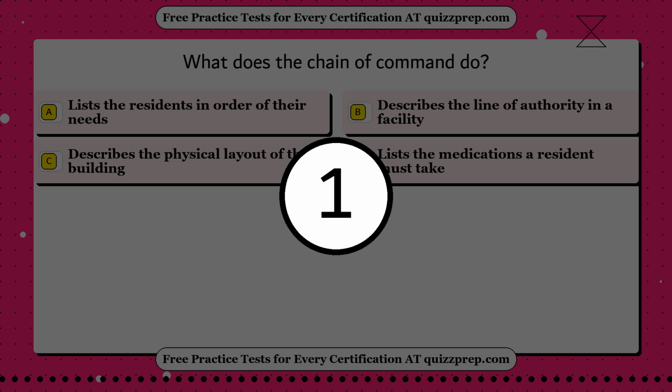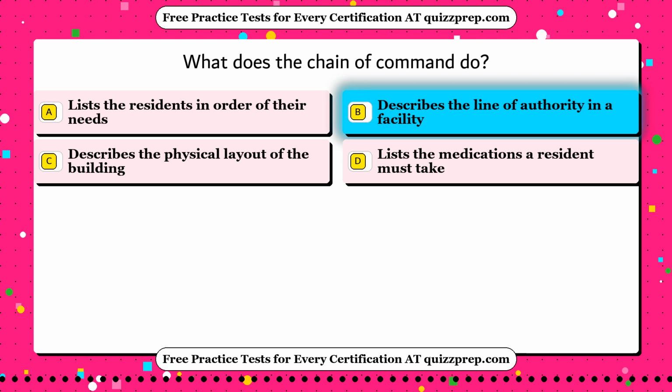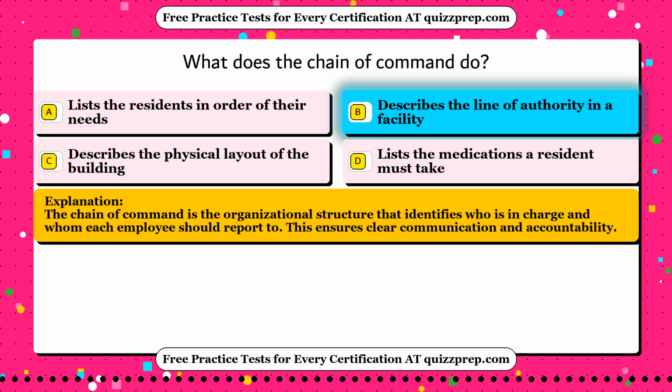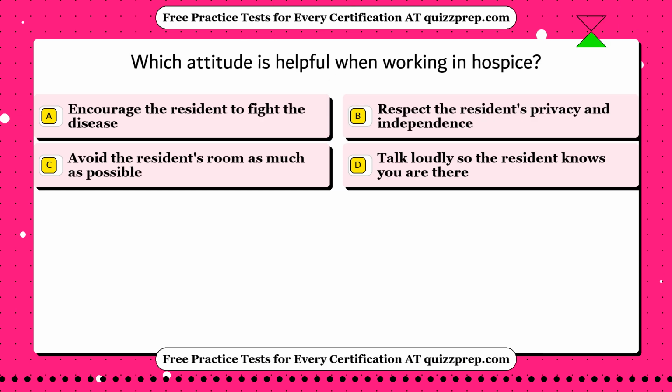The correct answer is option B. Describes the line of authority in a facility. The chain of command is the organizational structure that identifies who is in charge and whom each employee should report to. This ensures clear communication and accountability. Question 38. Which attitude is helpful when working in hospice?